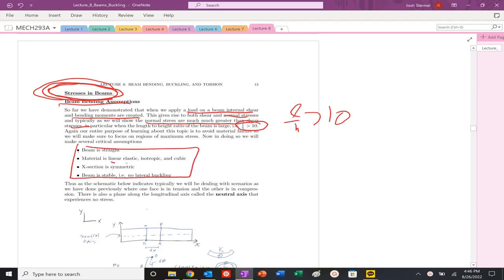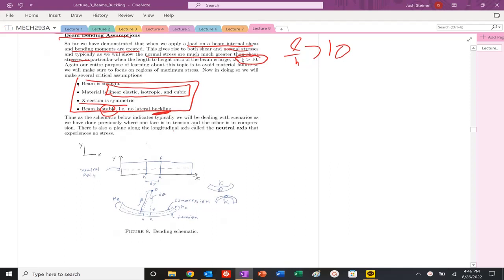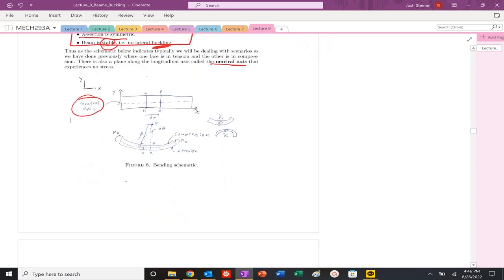Our beam is straight. We're working with linear, elastic, isotropic cubic materials. Our x-section is symmetric, and our beam is stable, no lateral buckling, and we'll talk about buckling very, very soon. So when you have a beam, you are going to have a neutral axis. The neutral axis experiences no stresses. On the opposite sides of the neutral axis, you'll have either compressive stresses or tension stresses.